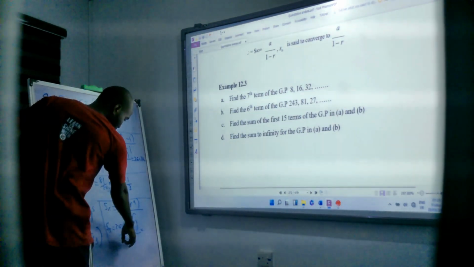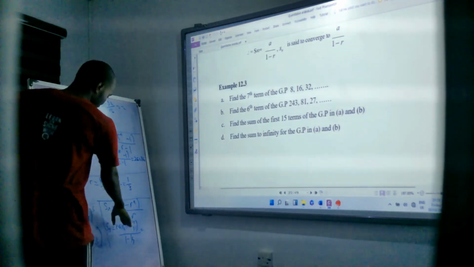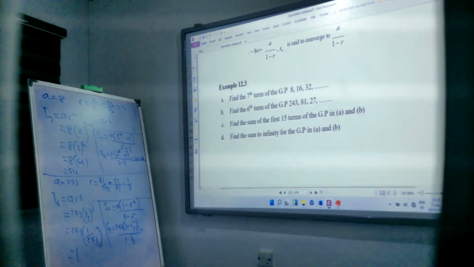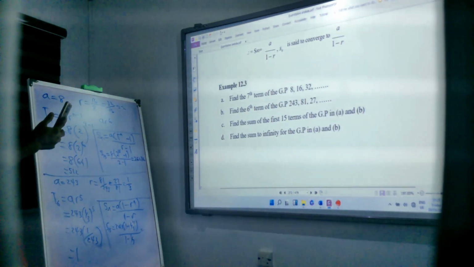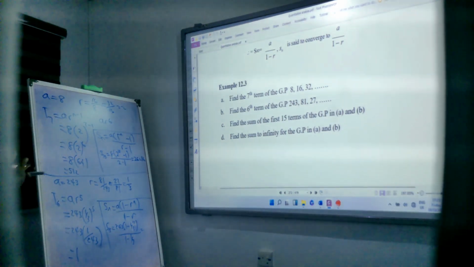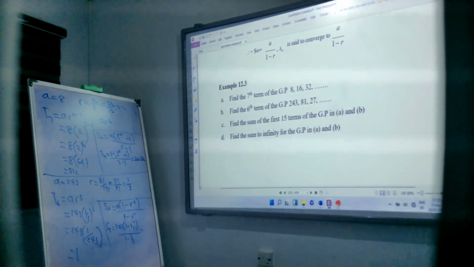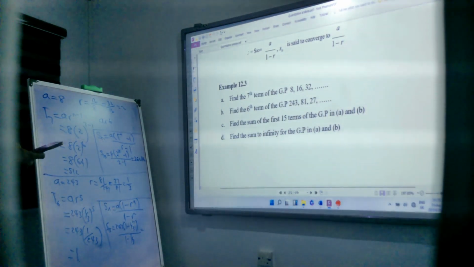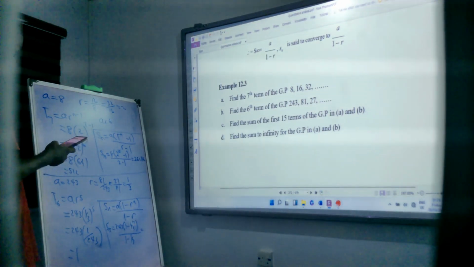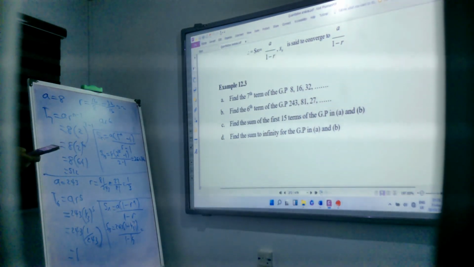Raise it to 1 over 3 raised to the power 15. Subtract the answer from 1. Multiply by 243. Subtract 1 over 3 from 1. Then divide. Or you put that into a natural calculator. Some of us are not good with numbers like that. If I were you, just put it exactly into a natural calculator and you will have your answer.